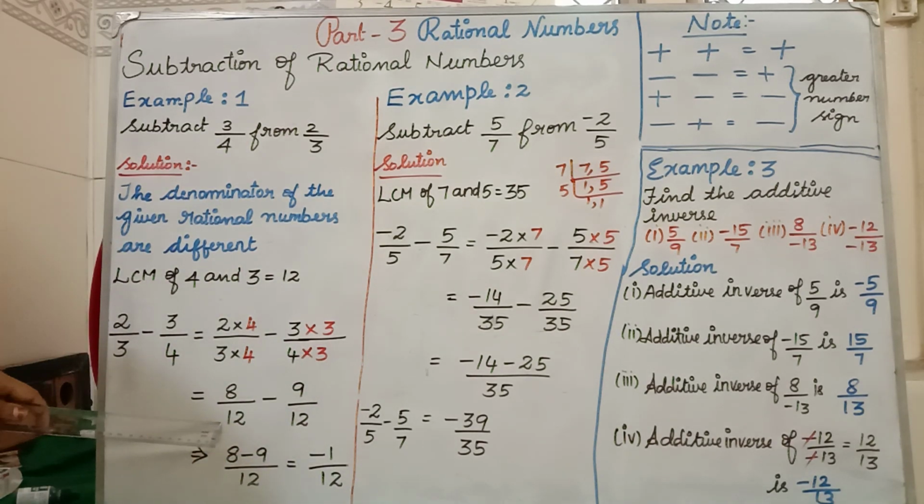Here also the denominator is 12 and here also the denominator is 12. So once we arrive at the same denominators, what do we have to do? We have to write one denominator. I have written one denominator. And what is the numerator part?